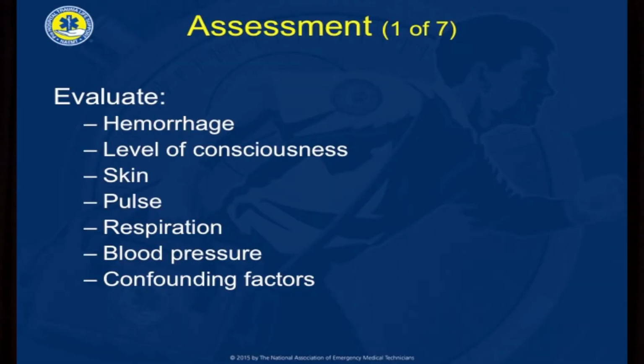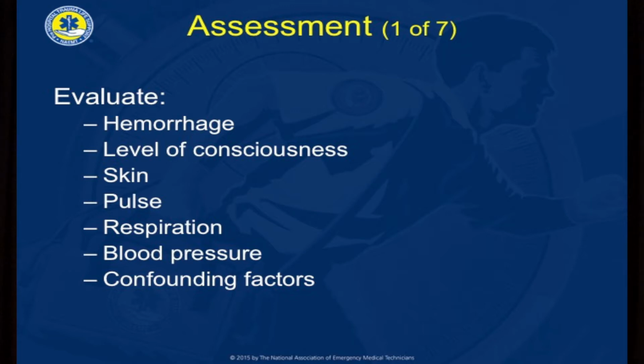So as far as assessment goes for these patients, let's look for hemorrhage first of all, and that's why it's in the ABCs, airway, breathing, and circulation. We've got to look for and control hemorrhage. If it's an exsanguinating hemorrhage, you have a patient who has a femoral artery bleed or brachial artery bleed, those need to be stopped immediately.